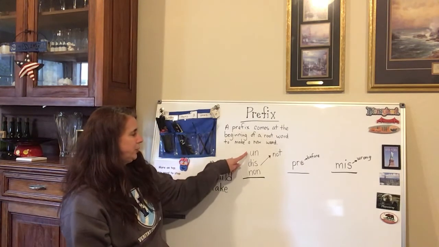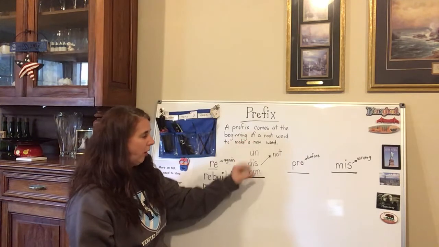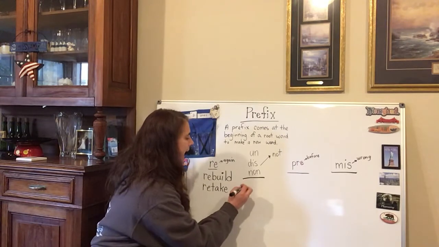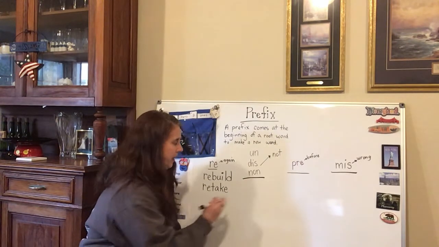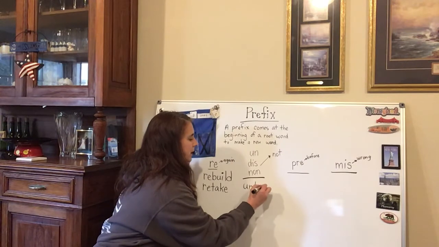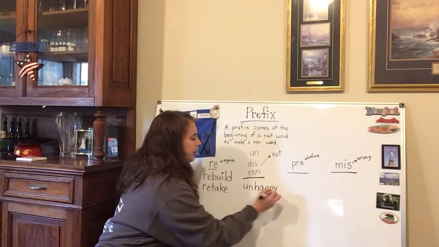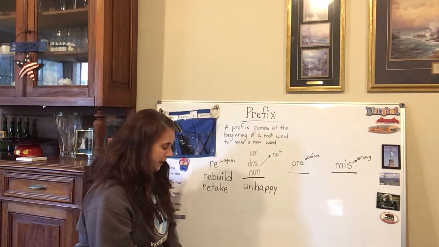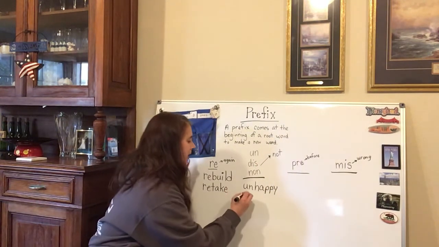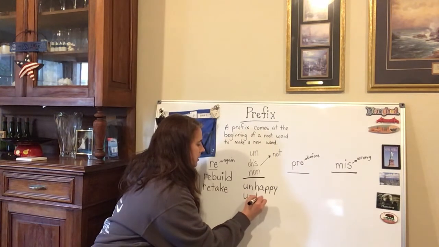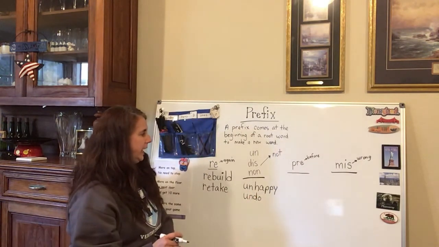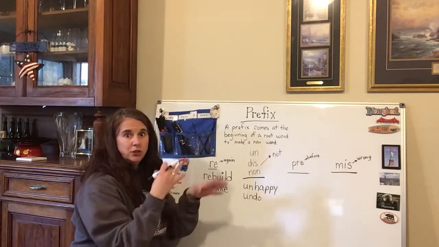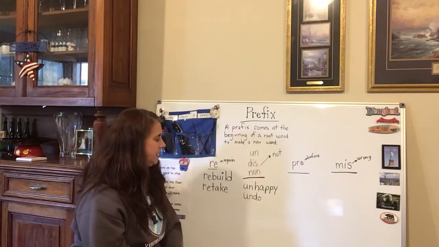So let's do some examples using un, dis, and non. Remember, all of those prefixes all mean not. So let's do un first. Unhappy. So your root word is happy, but if you add un to it, that means you're not happy. You're unhappy. Next one, let's see. Undo. Okay. So let's say that you made something and then you undo it. It means you take it apart. So it's not doing it.